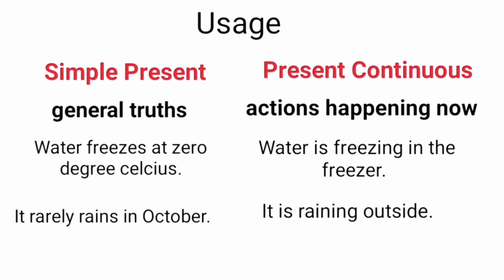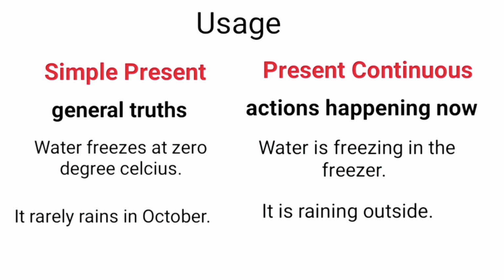Simple present tense is used for general truths, while present continuous tense is used for actions that are happening now. For example, water freezes at 0 degrees Celsius is a general truth and is given in simple present tense. Water is freezing in the freezer. It is an action that is happening now.